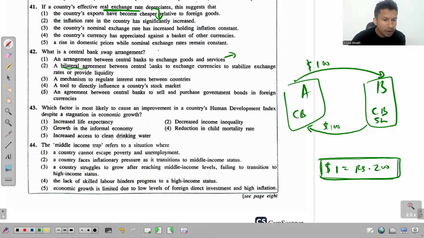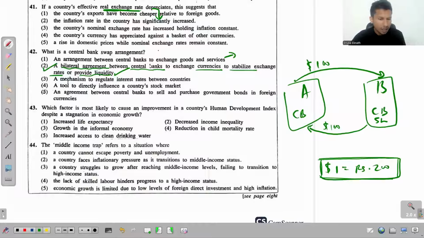Second one, a bilateral agreement between central banks to exchange currencies to stabilize exchange rate or maybe to provide liquidity. Yes, that is true, and that's why I told you there could be several reasons. Okay, so this one presents the idea that we discussed. So this is the answer for this question number 42.